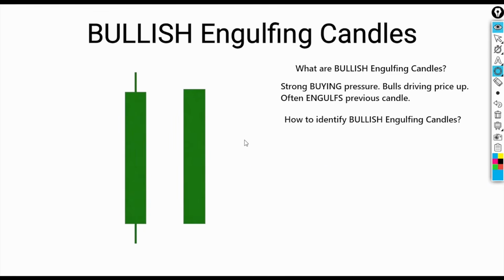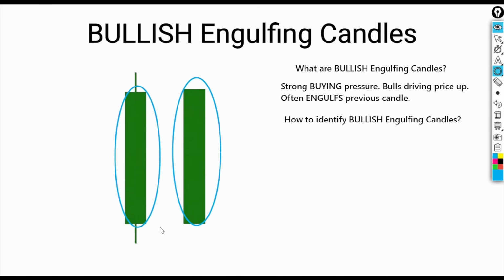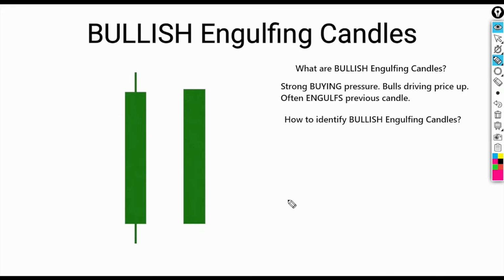What else do these candles have in common? Long bodies. Both these candles have long bodies. Now, if you look closely at both these candles, there is a small difference. The candle on the left has a small upper wick and a small lower wick, while the candle on the right has no wicks at all.